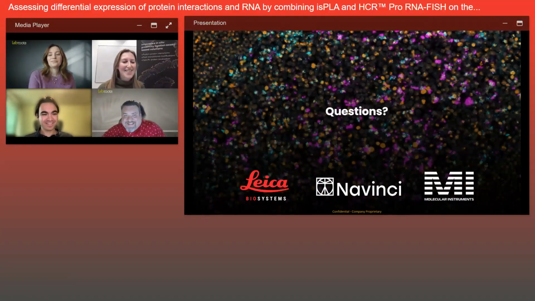What is the difference between the regular PLA and your isPLA? I can take it. Yeah, so our isPLA has been shown to be more sensitive than other PLA. And there's a neuroscience paper that has shown this, so we can happily forward that on to you. But also we've branched out and we've optimized our kits to be specific for tissue and for cell, because we can't treat these two sample types the same way. So we've got optimized kits for each of those. So that's why you should use our isPLA.